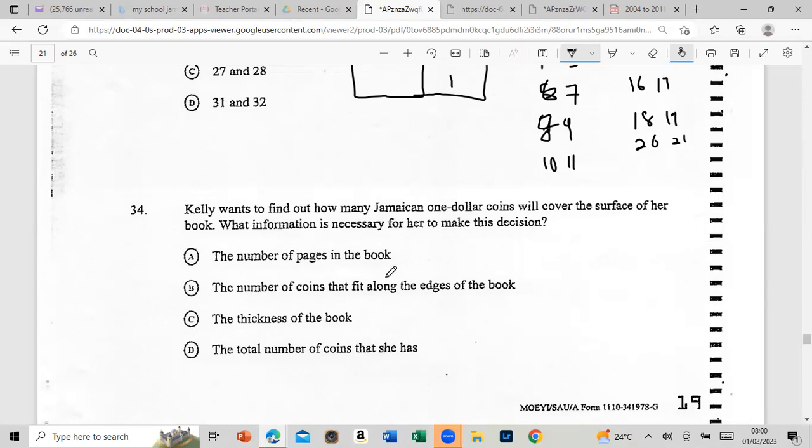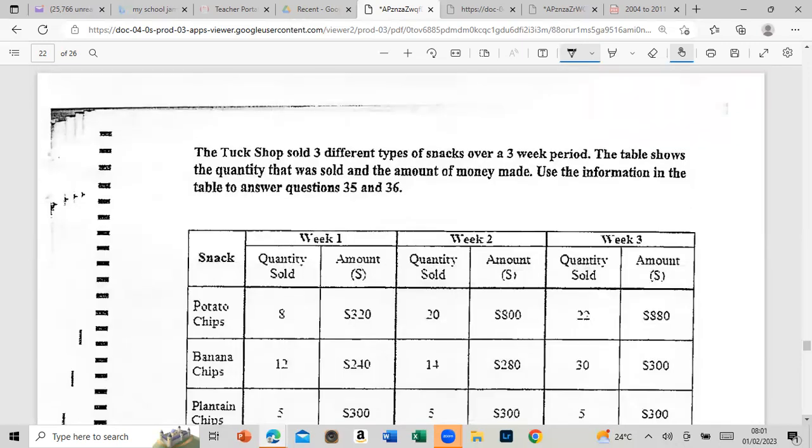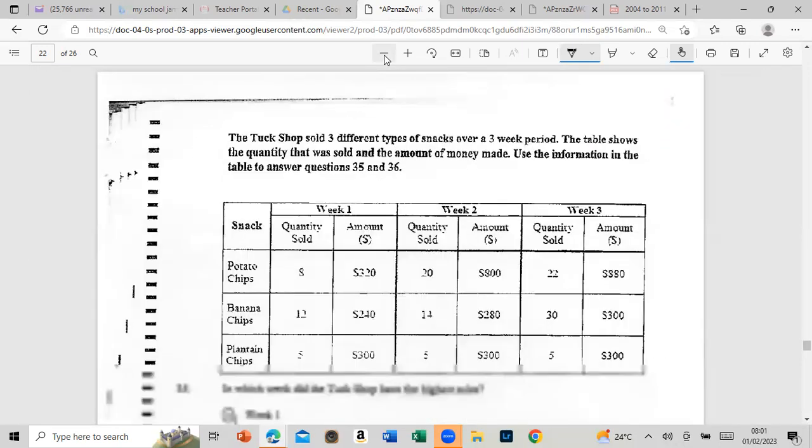So Kelly wants to find out how many Jamaican $1 coins will cover the surface. See that you have the book and you're gonna put coins on it, like so, and see how many of them will cover it. I just check the edge like this and then say, alright, you have 10 across and 20 across. Multiply that. I'm gonna go with D. But I don't fully get what they're saying. Makes no sense. Stupid question. Alright, let's move on to 35.